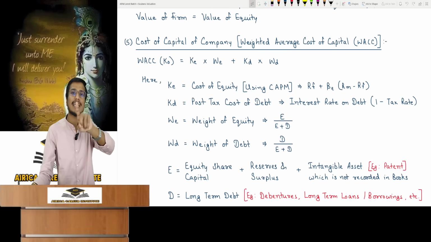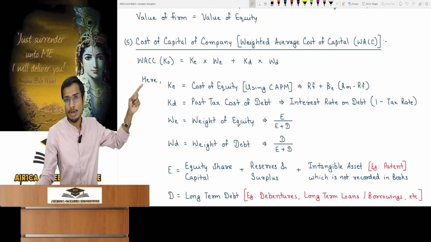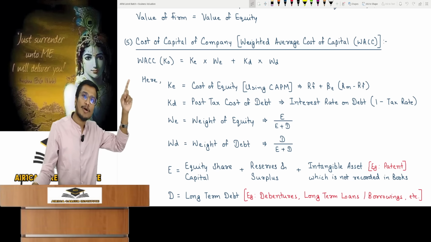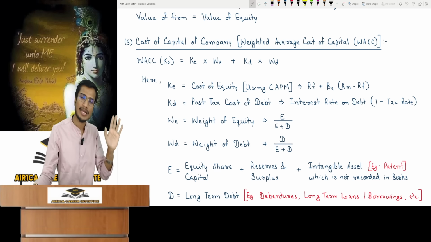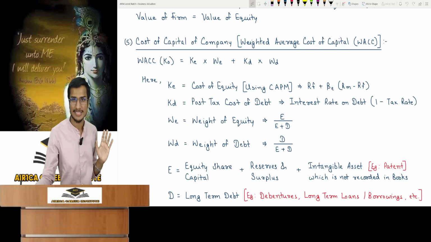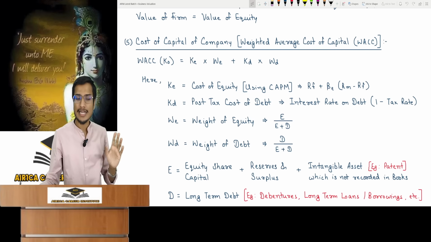Now, as I've explained, KE is the cost of equity and you calculate it using CAPM: RF plus beta of equity times (RM minus RF). The logic of this equation was covered in portfolio and equity valuation. Revise it from there. We explained it over 3 to 4 hours in regular and revision videos. I am not going to explain that again here.